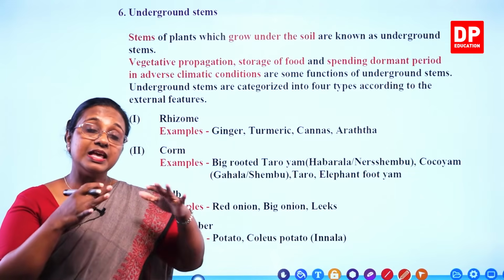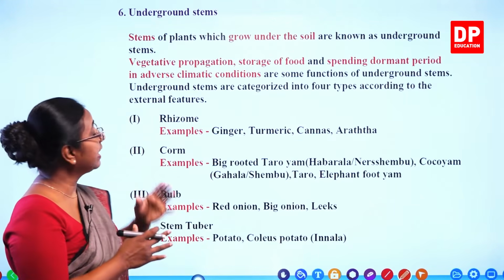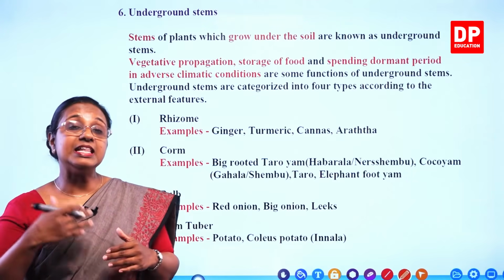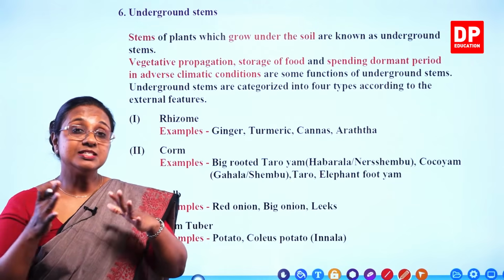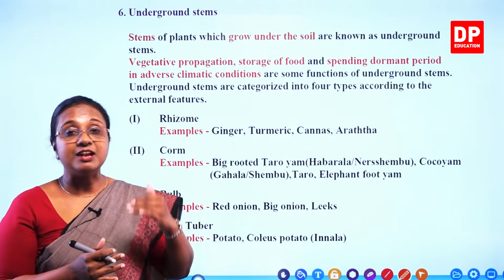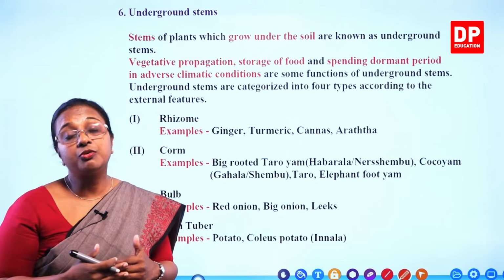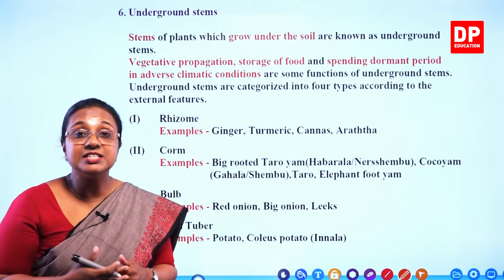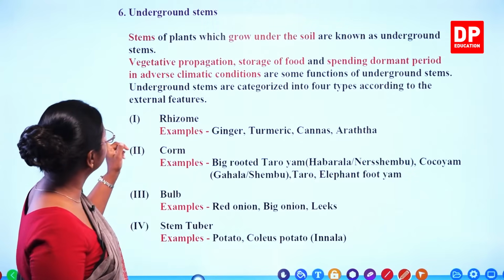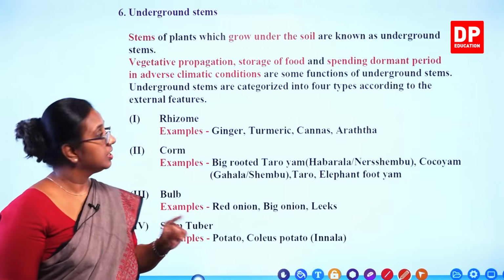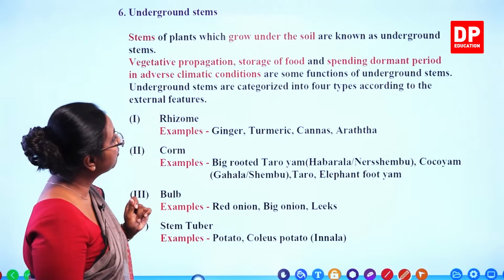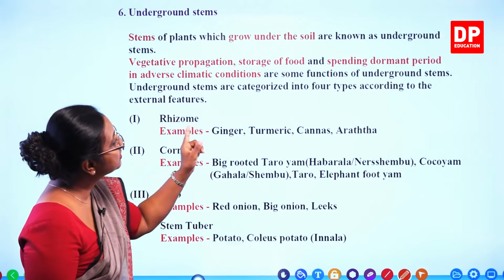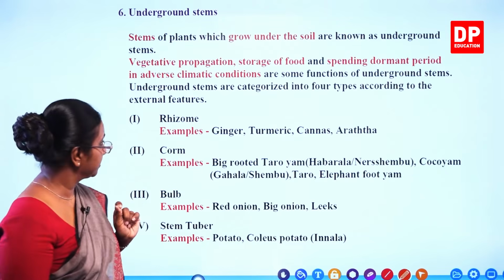During that time, they exist under the soil in the form of an underground stem with food storage. So they survive the dormant period and then they grow into a new plant. They just spend that adverse climatic condition without growing. That is what we call dormancy. You are all familiar with dormancy of seeds as well, again to survive adverse climatic conditions. So vegetative propagation, storage of food and spending dormant period in adverse climatic conditions are some functions of underground stems.